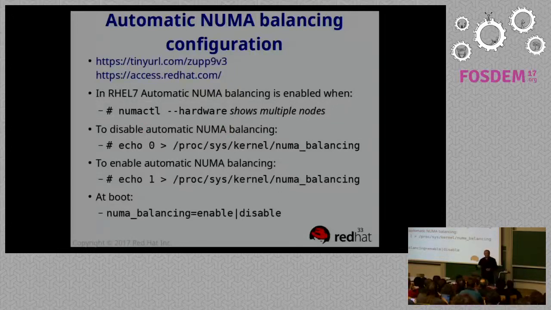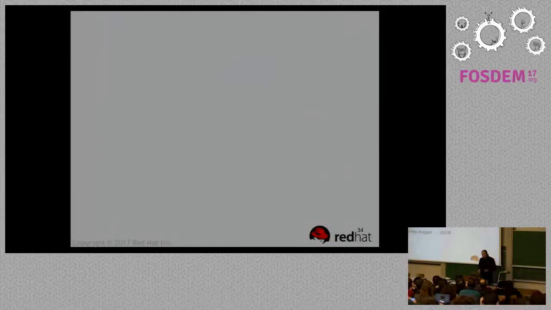So if it's not NUMA, it will complain. If it shows the layout, it means you're running on a NUMA system. If you're running on a NUMA system, with /proc/sys/kernel/numa_balancing, you can enable or disable it by echoing 1 or 0 into it respectively. And at boot, you also have an option. On the kernel command line, you can set numa_balancing equal to enable or disable.